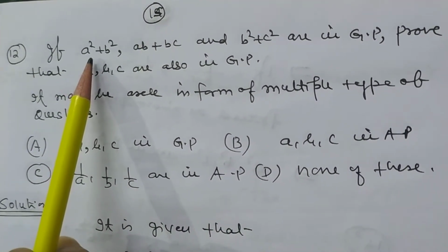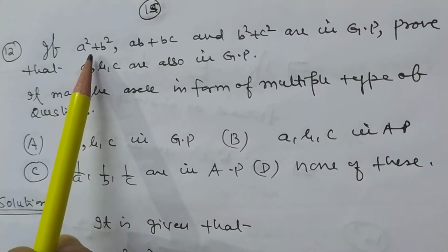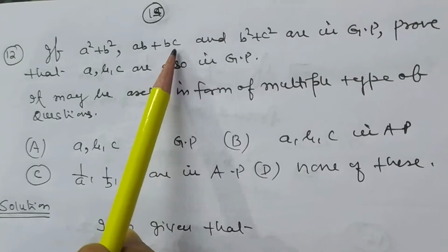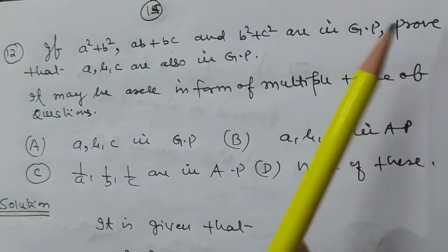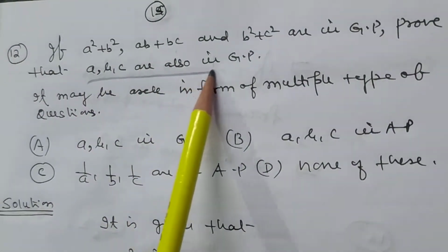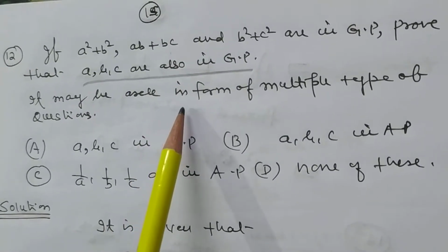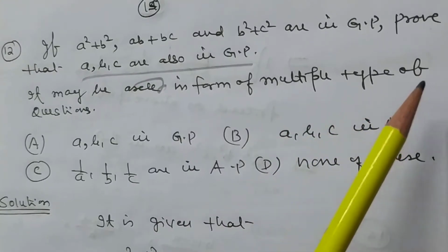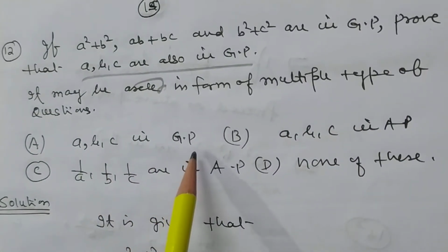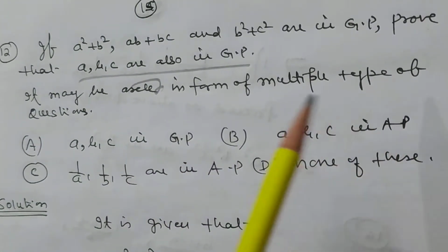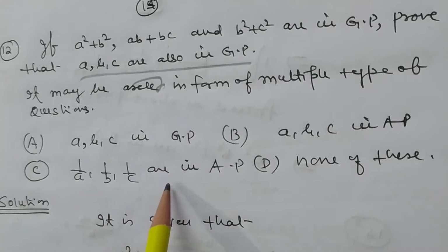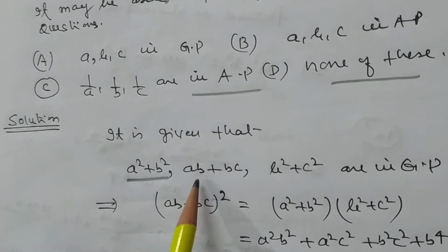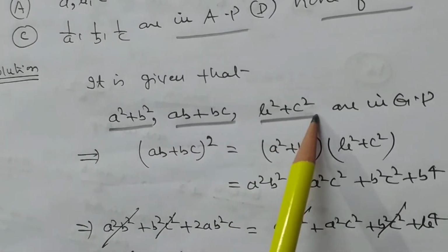Now my dear students, I want to solve some problems which can be solved by applying some techniques. If A square, B square, AB plus BC and B square, C square are in GP, prove that A, B, C are also in GP. It may be asked in the form of multiple choice questions: A, B, C in GP, A, B, C in AP, 1 by A, 1 by B, 1 by C are in AP, none of these.